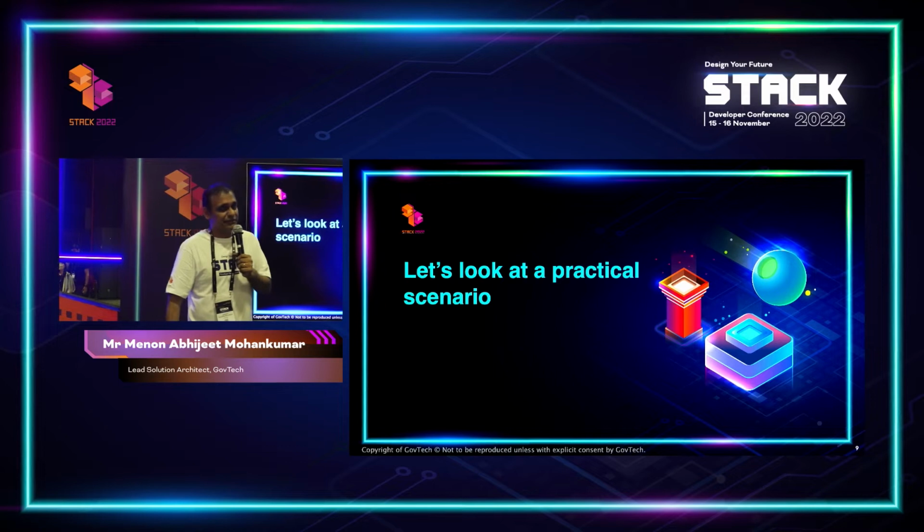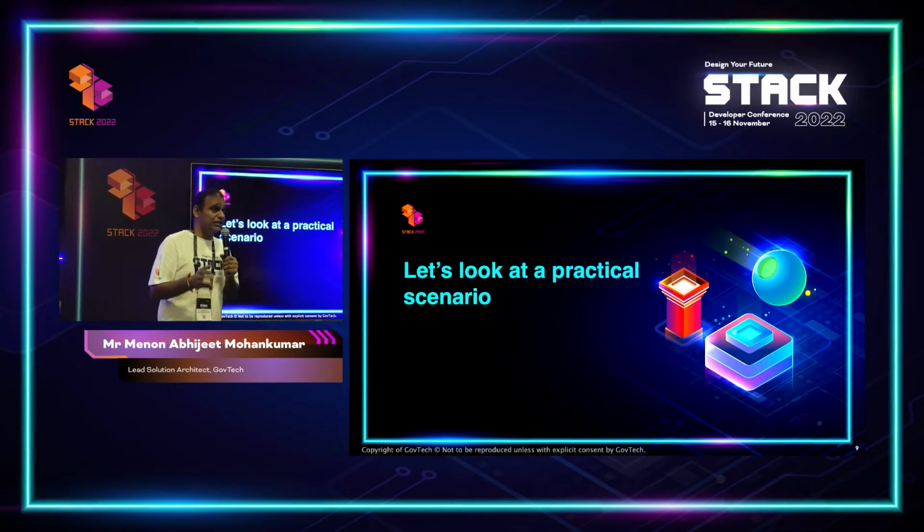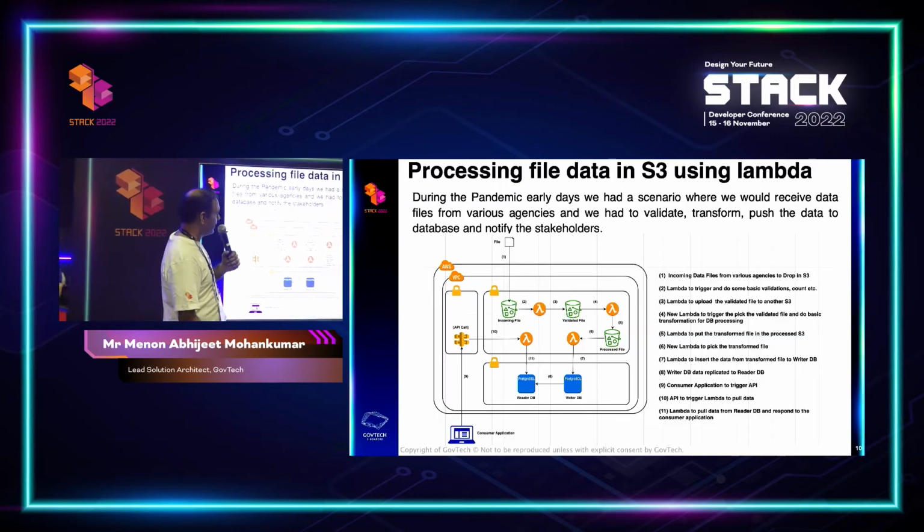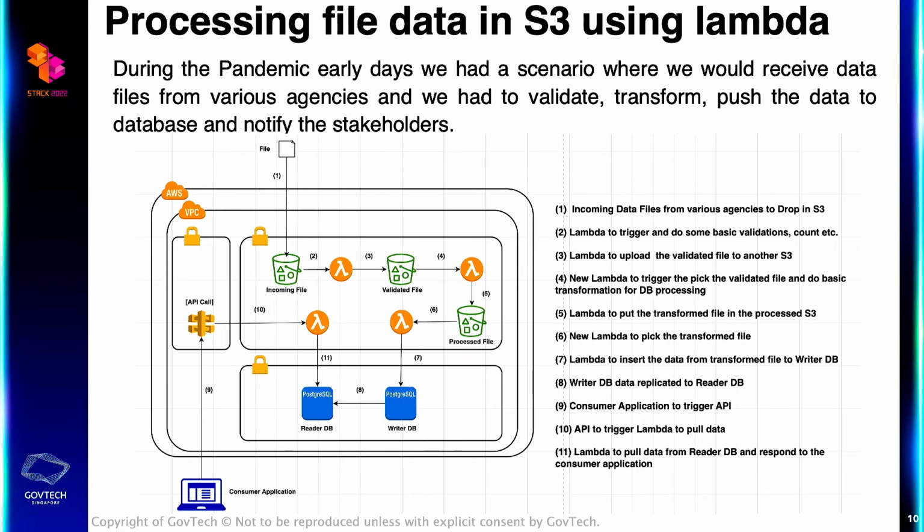Let me share a real practical scenario which happened during the pandemic. It might be very small, but during the pandemic, I was at GovTech assigned to an agency which is part of the multi-ministry task force, working on the COVID aspects, as part of the IT team. We had to come up with this very simple architecture: you have an API gateway, a Lambda, S3 buckets, and a database.